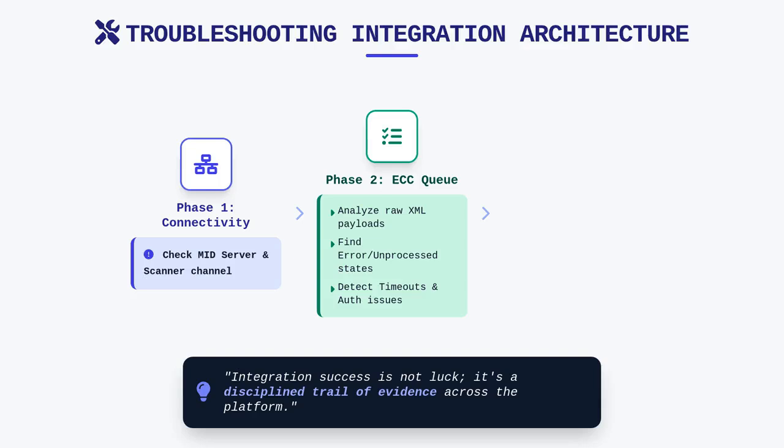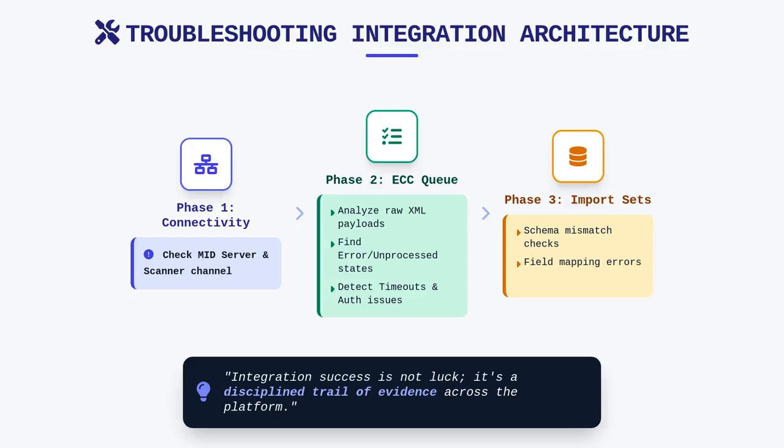If the ECC queue displays a standard processing cycle, you must pivot your attention to the integration logs within the System Import Sets module. By reviewing the import sets, you can determine if the data arrived at the instance but failed due to schema mismatches or field mapping errors that prevent the record from being committed to the target table.